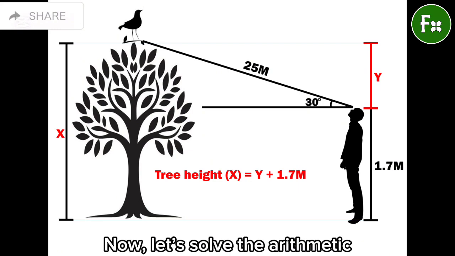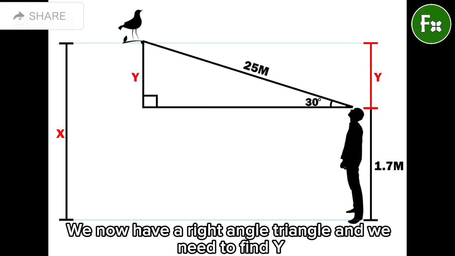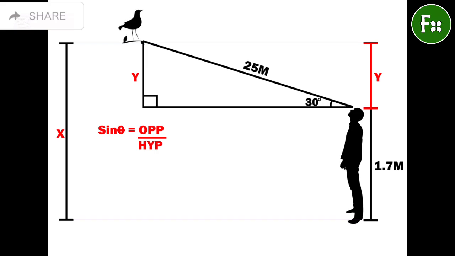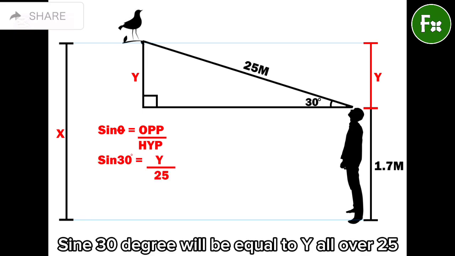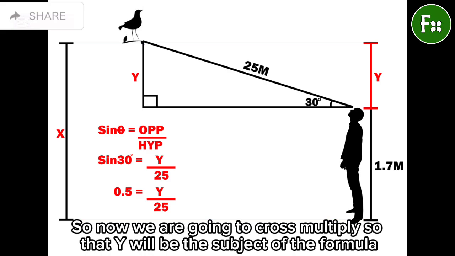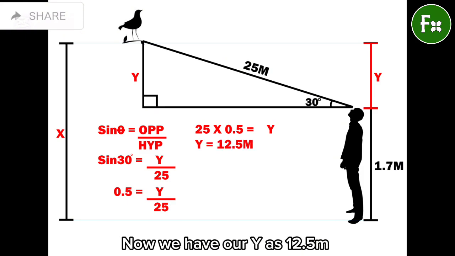Now, let's solve the arithmetic. We now have a right-angled triangle, and we need to find y. Since we are looking for the opposite side and we have the hypotenuse, we will use the sine rule. Sine 30 degrees will be equal to y all over 25. Tapping sine 30 degrees using a calculator, we will have 0.5. So now we are going to cross multiply so that y will be the subject of the formula. Now we have our y as 12.5 meters.